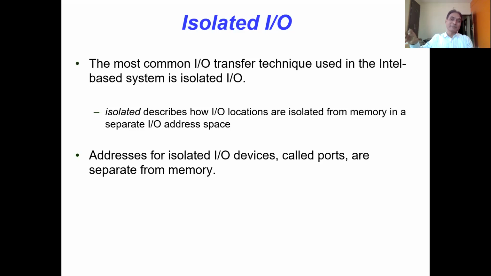Because we have got 8 bit, 2 to the power 8 is 256. So at the most 256 devices can be interfaced. Addresses for isolated IO devices called ports are separate from the memory.